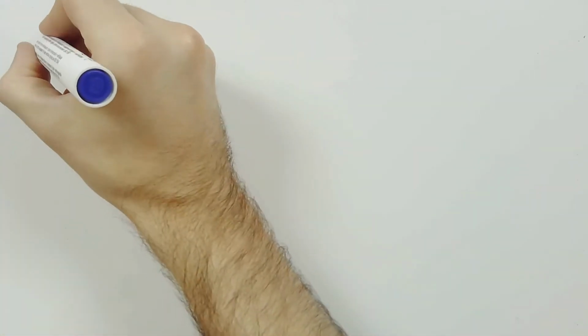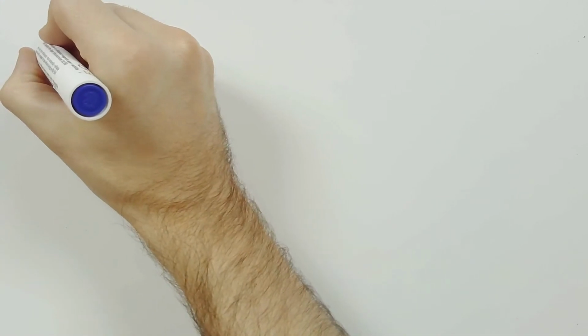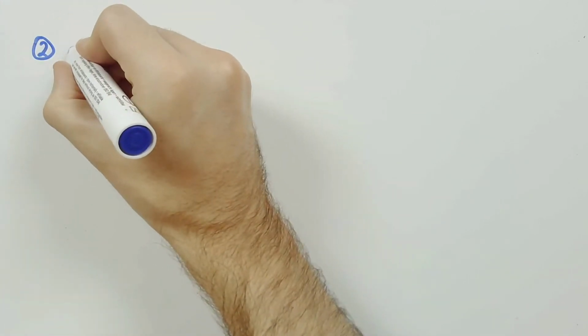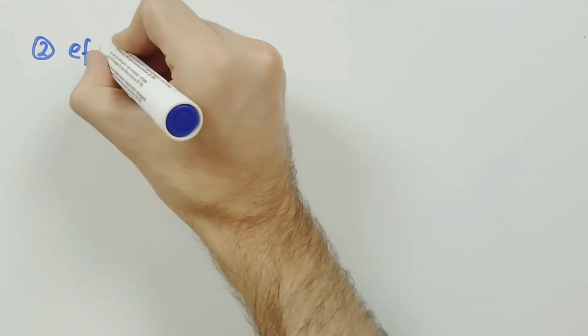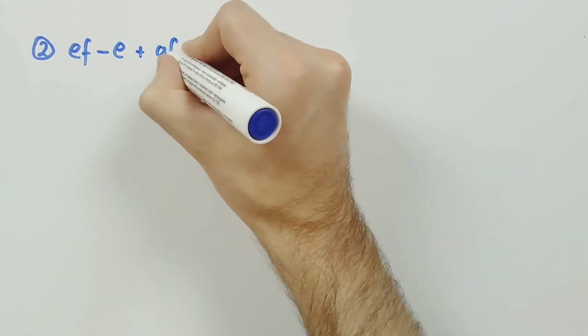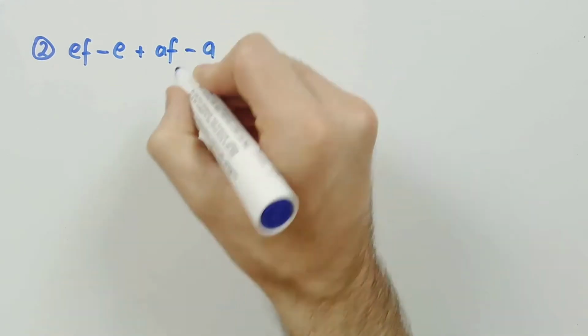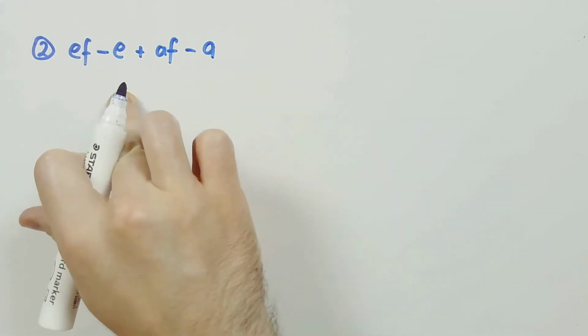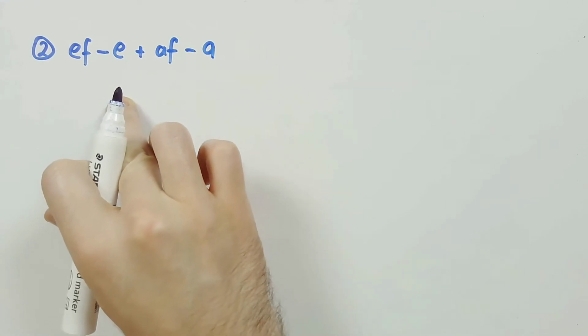We'll work through examples at different stages in this process. So example 2, we'll look at EF minus E plus AF minus A. So this time we've just got 4 terms. We don't have a set of brackets like we did in the previous example.